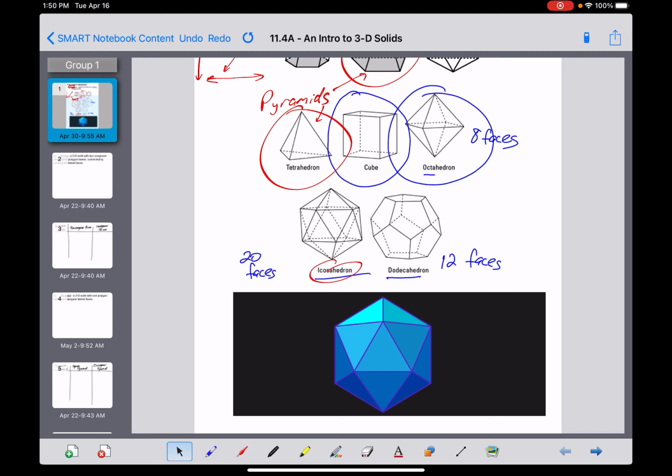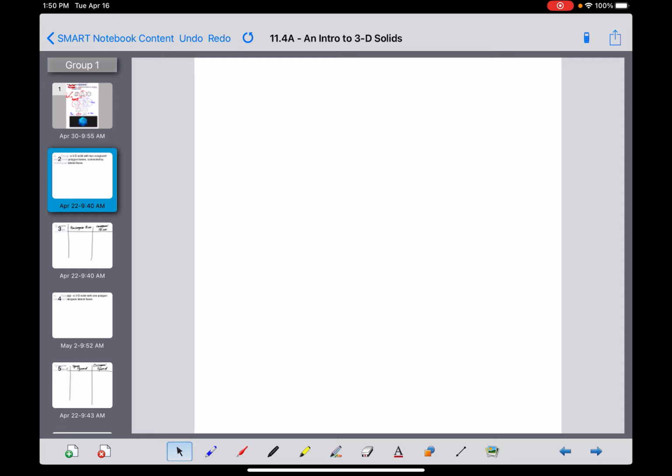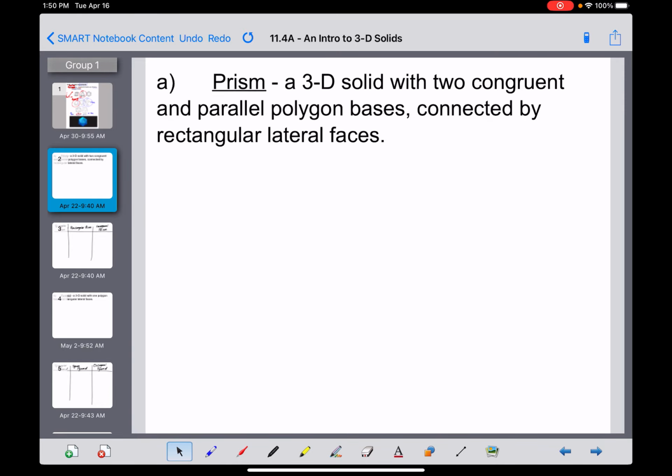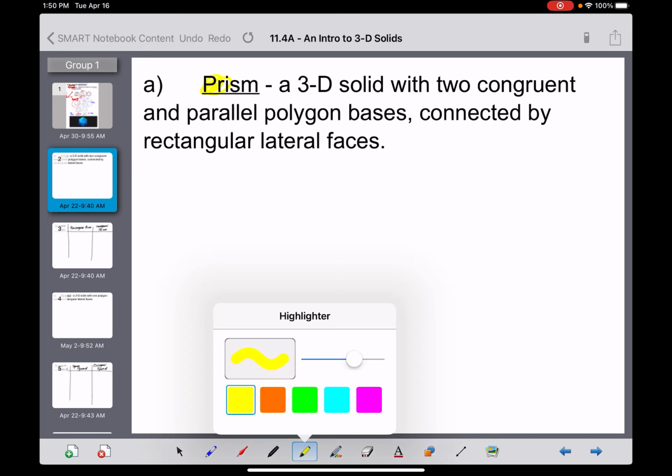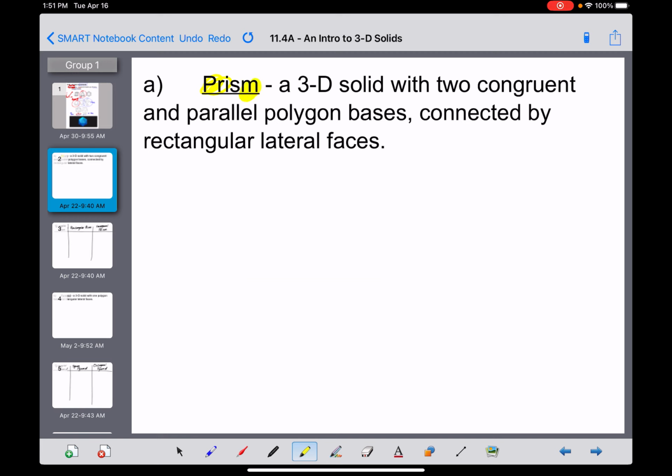Okay, so let's break it down now, and let's get into the two specific types of polyhedra that we're going to talk about the most. The first, guys, we want to make sure we get this definition in our notes, is a prism. And the definition of a prism is going to be this: a three-dimensional solid with two congruent and parallel polygon bases. So that's pretty important. Congruent and parallel polygon bases, and they're connected by rectangular lateral faces. So that's the important definition we need to get down for a prism.